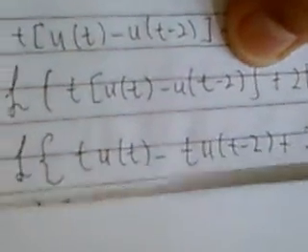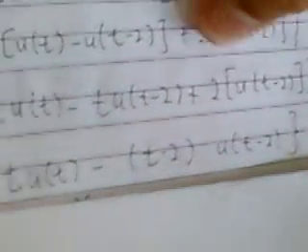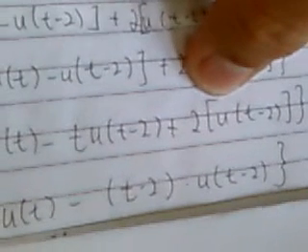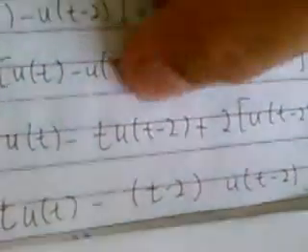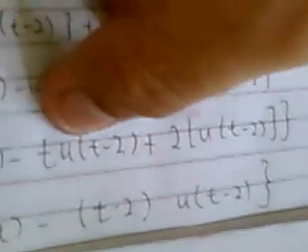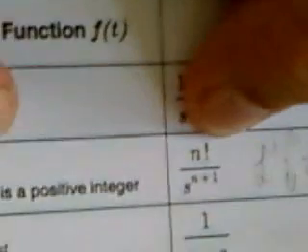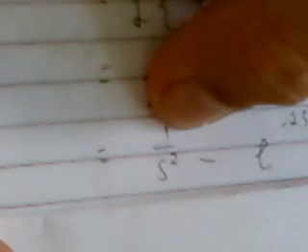Then we will need to expand this so that we can Laplace it. Then we must simplify this to this, so that we can get the same, because both the u(t) minus u(t minus 2) are the same, so that we can simplify it. Then we will Laplace this using the formula book, this t. Then the answer will be 1 over s squared.